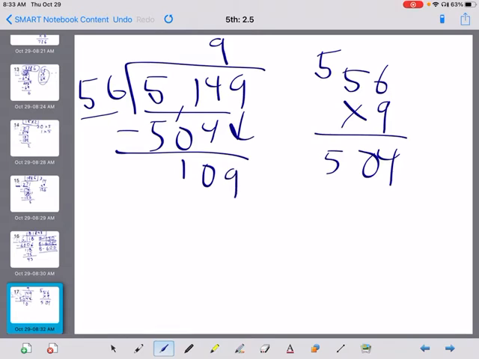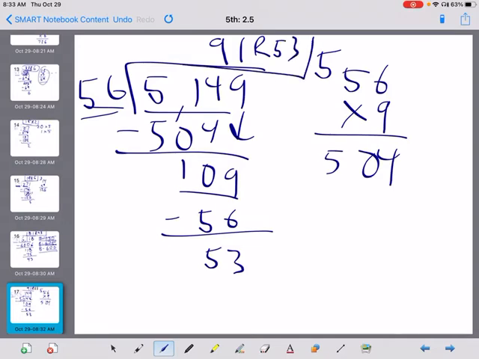Drop down the 9. 56 goes into 109 how many times? Well, 50 plus 50 is 100, 6 plus 6 is 12, so 112 would be 2 times. That's too much, so we've got to stick with 1. 1 times 56 is 56. 9 minus 6 is 3. 10 minus 5 is 5. And that's all we have. 91, remainder 53.